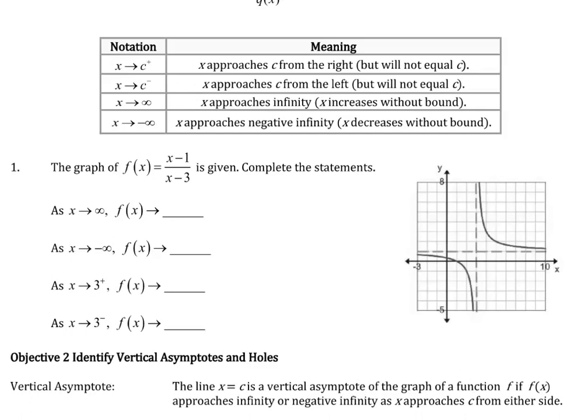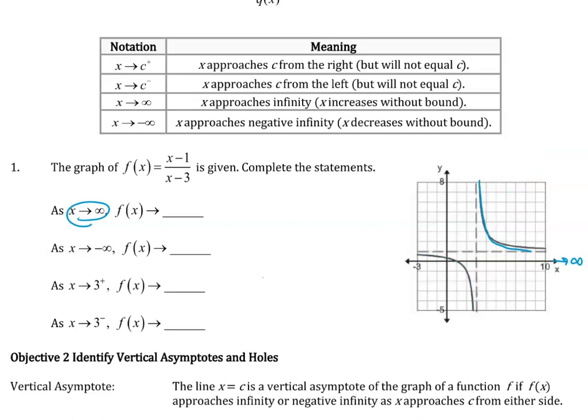So in example 1, we have the graph of f of x equal to x minus 1 divided by x minus 3. That graph is right here, and we want to answer these four statements. The first is asking us, as x goes to positive infinity, what is f of x approaching? As x goes to positive infinity, note that the graph has two pieces. It has this piece on the left, and then it has this piece on the right. If I want to approach positive infinity, I'm going to get on the piece on the right because I want to go towards x values that go towards positive infinity.